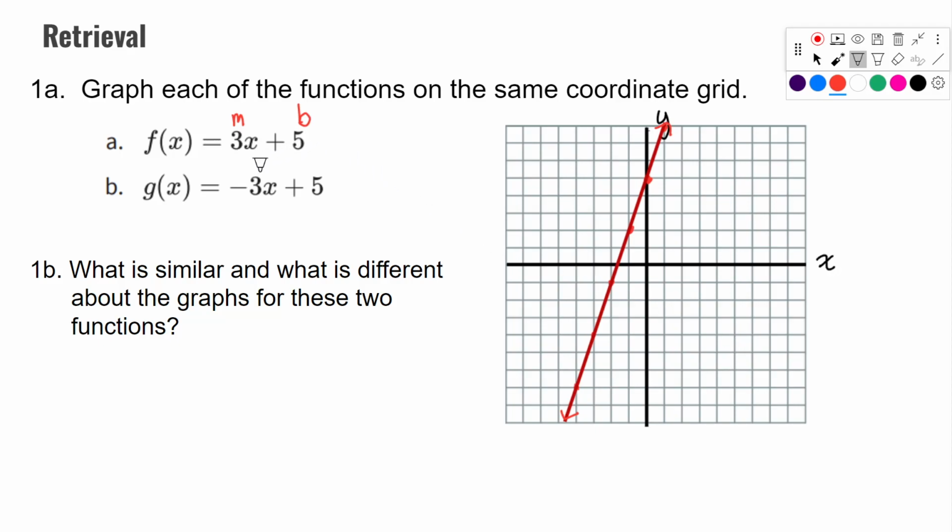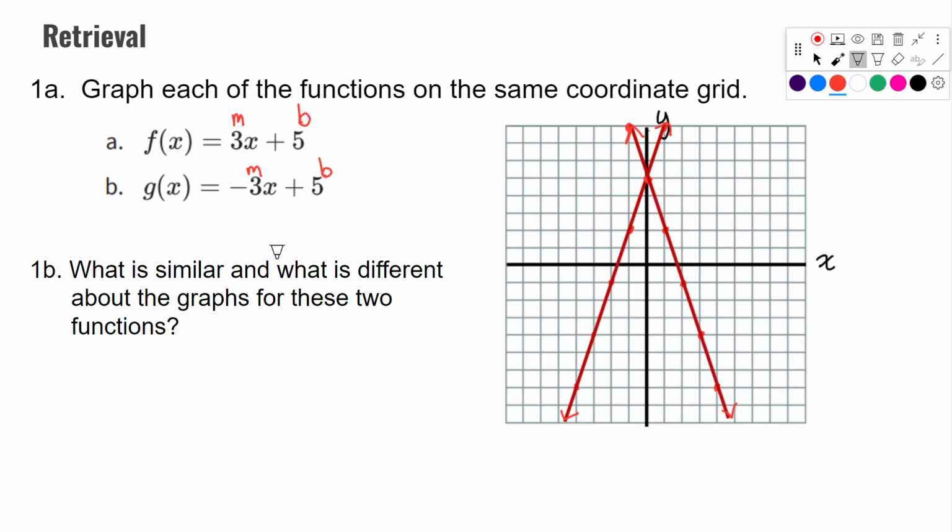Second line has a slope of -3 and a y-intercept of 5. So we're starting from the same y-intercept, but instead of going up 3, right 1, I'm going to go down 3, right 1. When you have a negative slope, you need to be moving in one negative direction and one positive direction. I could go up 3, but then I have to go left 1. And I'm going to graph the line through those points. So we now have our two equations graphed on the same grid.